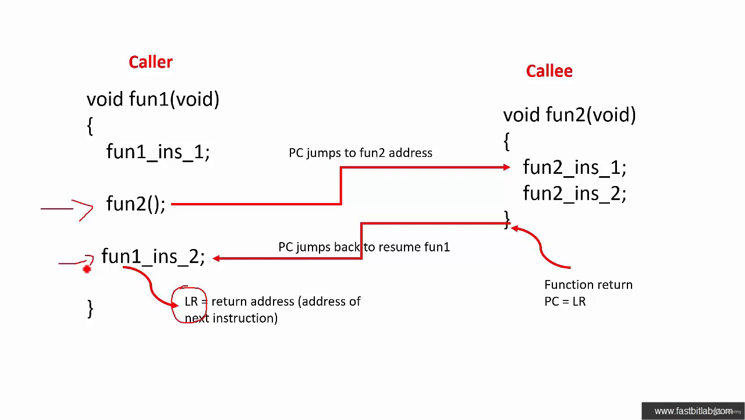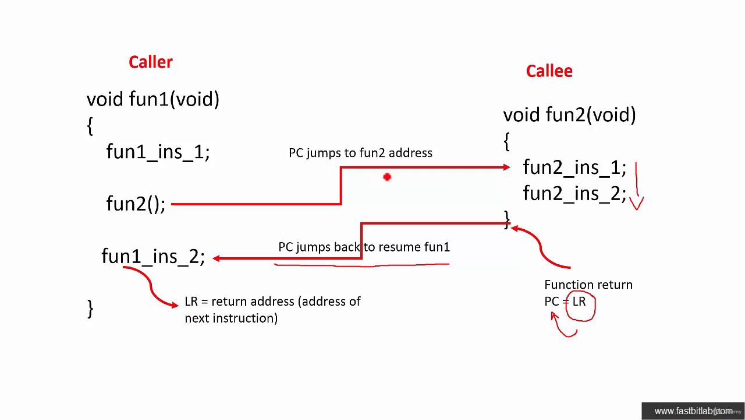PC is loaded with the new address, LR is loaded with the return address. When function 2 finishes here, it has to return to function 1. At that time, the saved LR is copied into PC. That's how PC jumps back to resume function 1. That's the use case of LR. So that's why LR is used during a function call or subroutine call to link back to the caller.